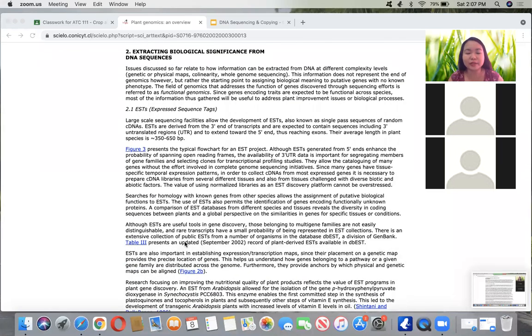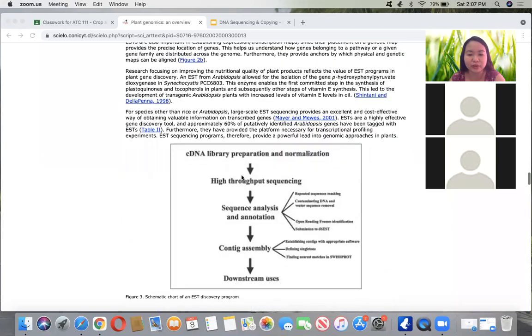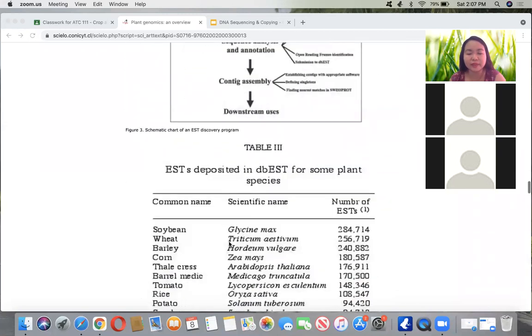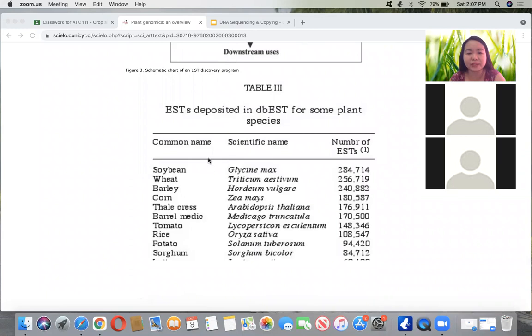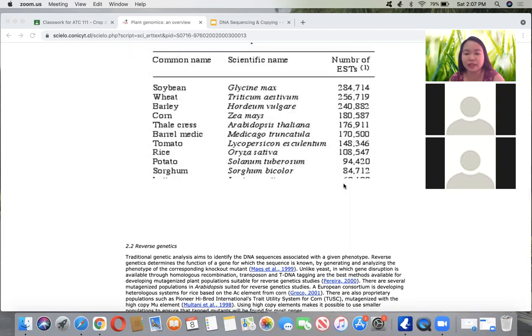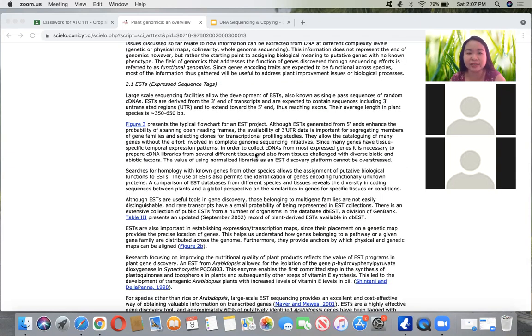So this is another sequencing facility, or an advancement on genetic modification. Here we have a figure on how EST is done, and these are plants or species with their EST numbers. So you will have an idea how many expressed sequence tags they have done.